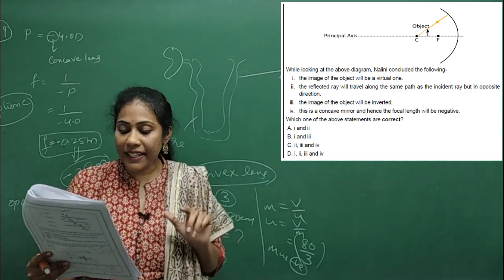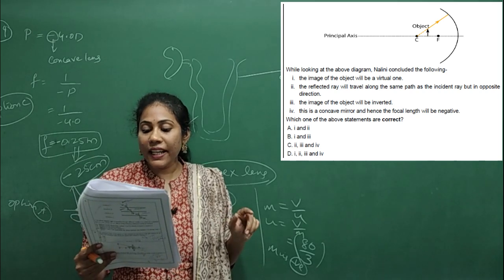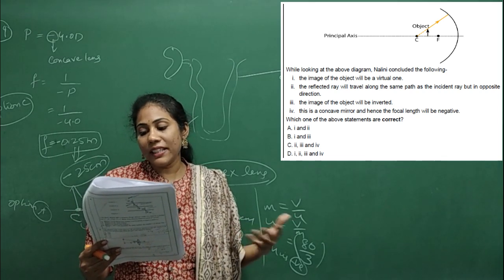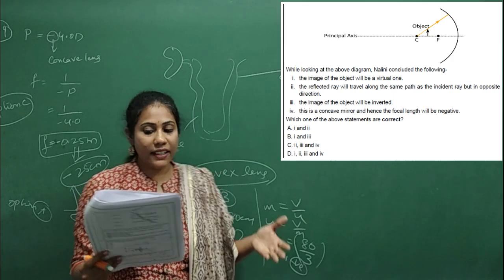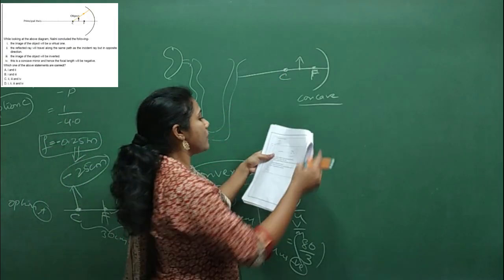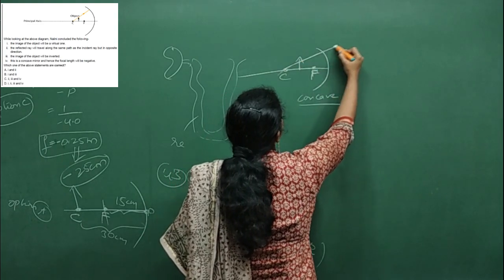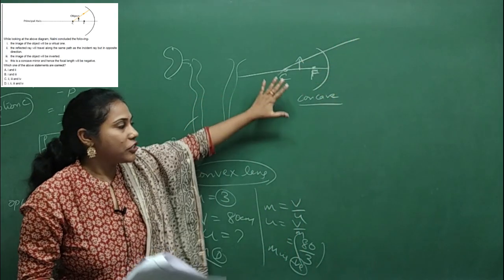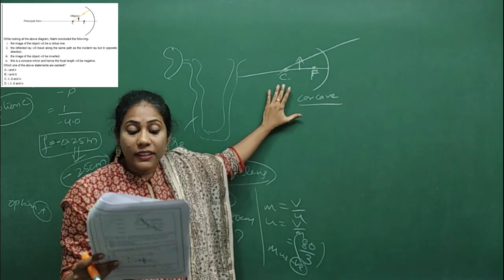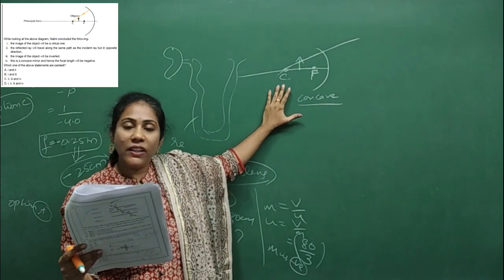Coming to the second statement, the reflected ray will travel along the same path as the incident ray but in the opposite direction. Yes, definitely. Say if this is the incident ray, then this one travels in the same path but in the opposite direction. That's correct only. Third statement, the image of the object will be inverted.